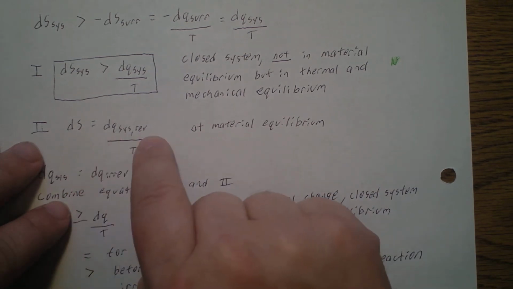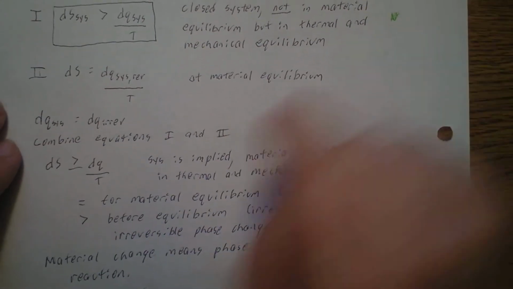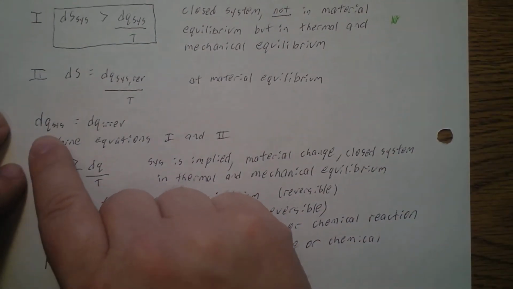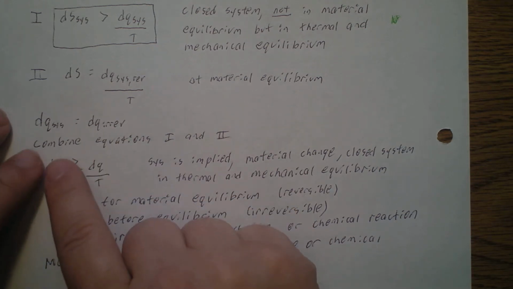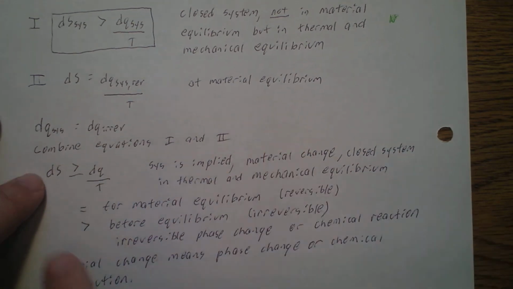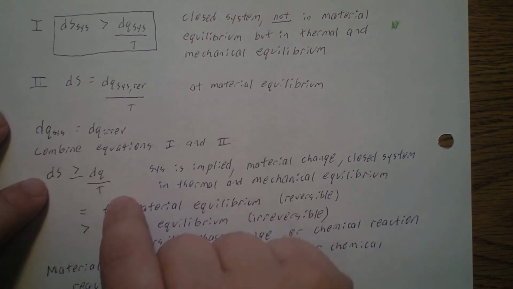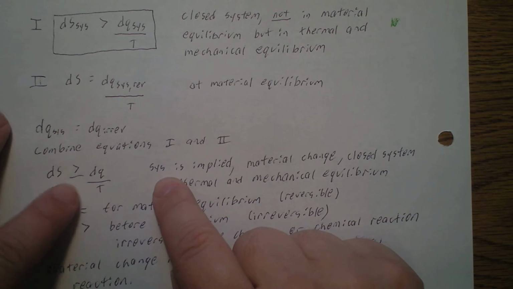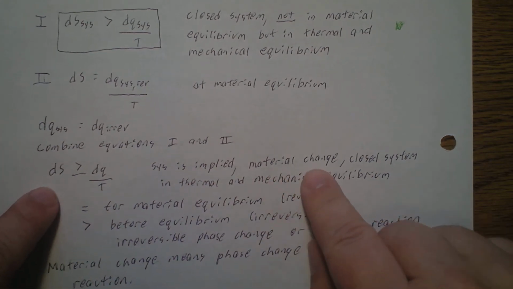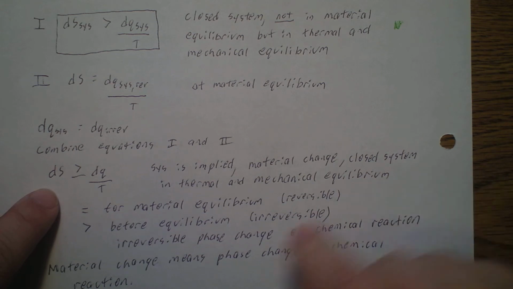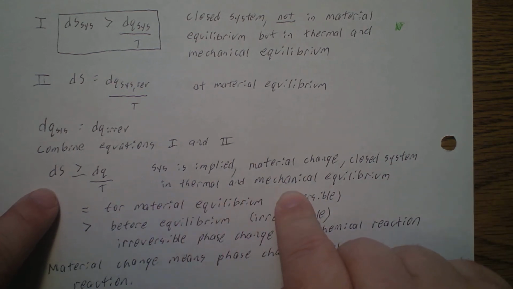Now equation 2 will say dS is equal to dq of the system reversible over T. Notice the equal sign, therefore reversible. This is when you're at material equilibrium. So we have dq of the system is equal to dq reversible. So we're going to combine equations 1 and 2. We're going to say dS is greater than or equal to dq over T. Now the system is implied if we don't specify it. Now this is for material change, but a closed system in thermal equilibrium and mechanical equilibrium.